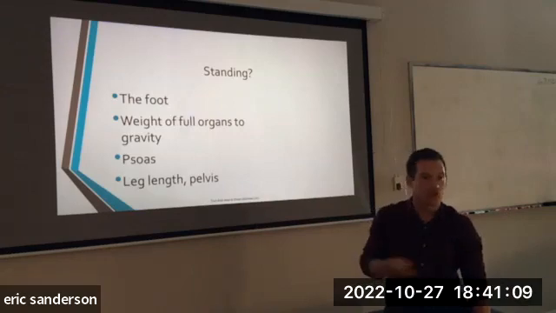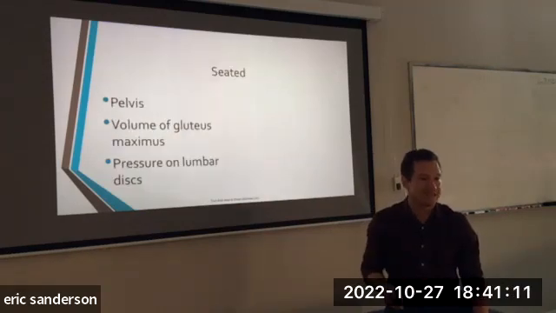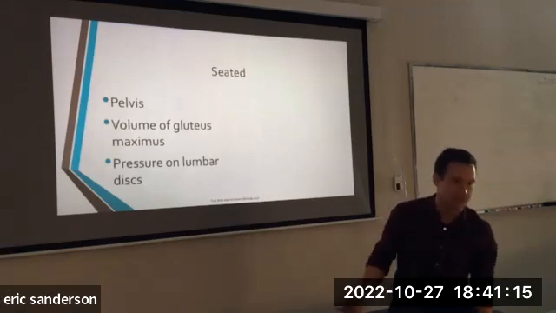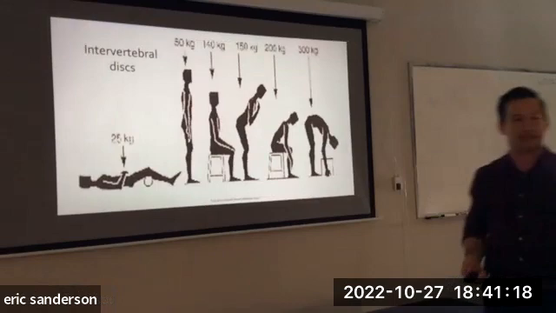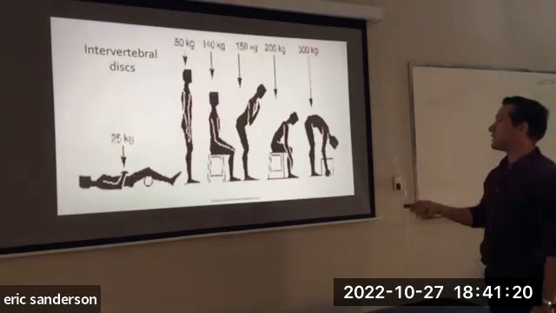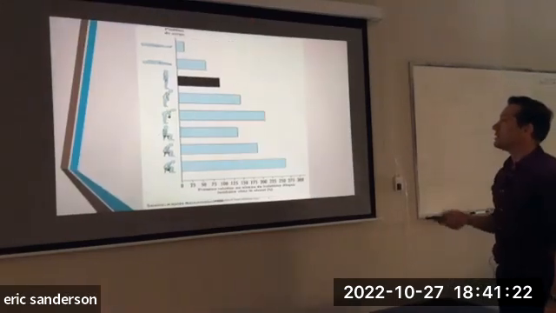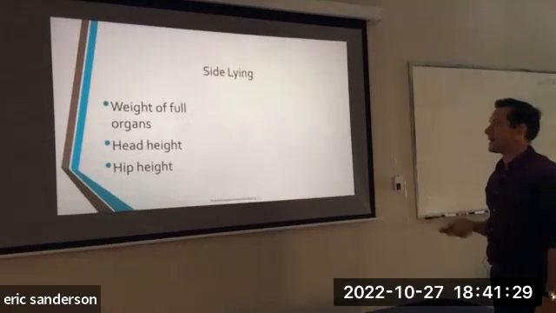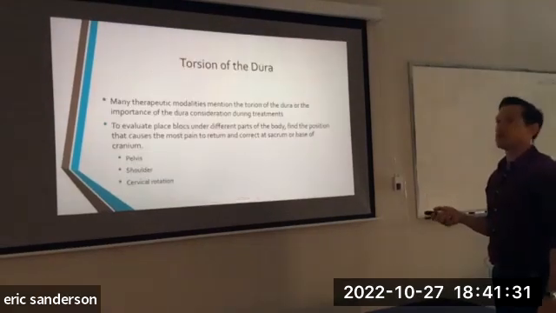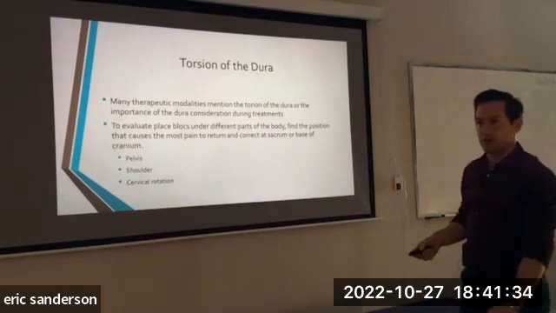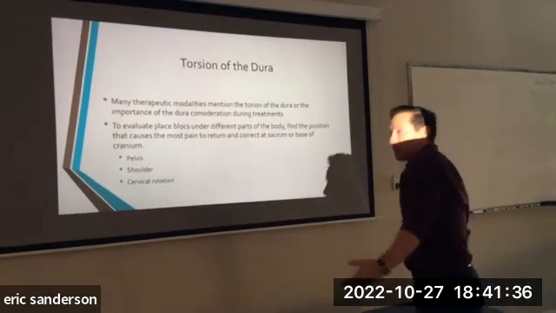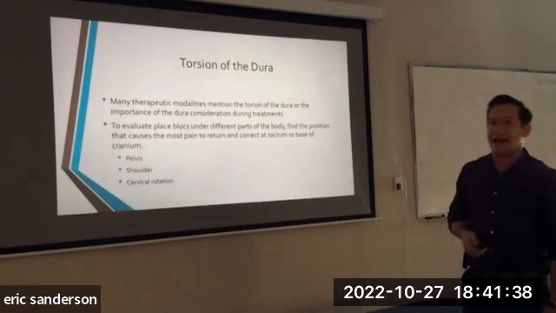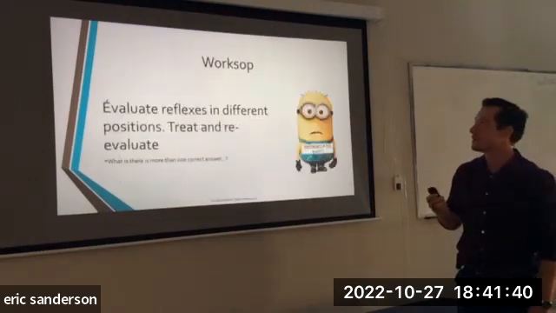But you could do the Chapman's reflexes standing. You could do them seated because volume of the glute will have a difference. Pressure on lumbar discs will have a difference. Pelvis will have a difference in seated. We look at the impact on intervertebral discs in different positions. In a gait position will be huge. I'll do that all the time. Side lying. In some sort of a dural torsion position, you can have somebody and twist them a bunch of different ways and figure out how that impacts Chapman's reflexes.